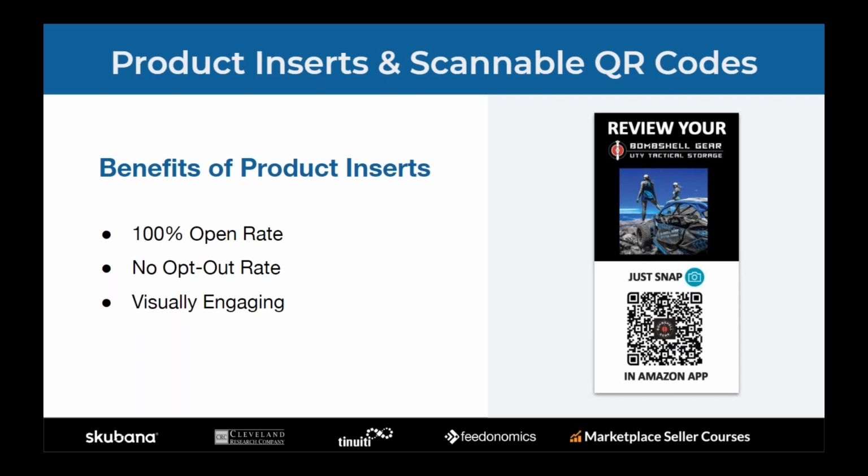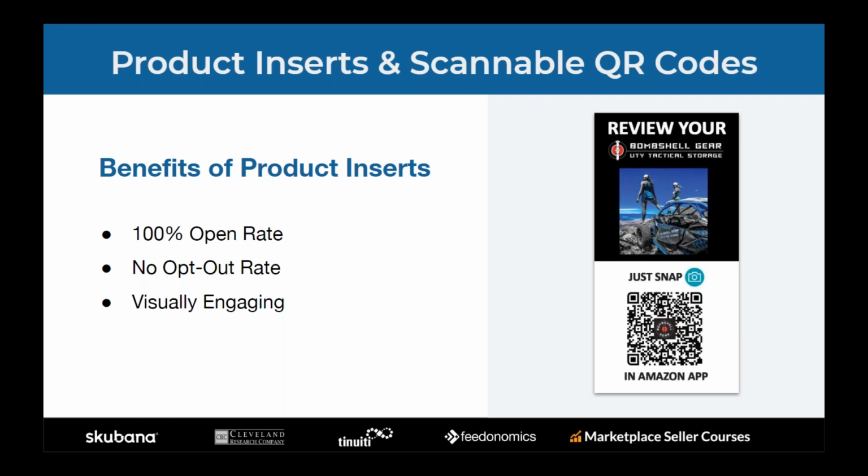The other thing that I want to mention is product inserts and scannable QR codes. Again, we know that there's a certain amount of people who opt out of those emails, but with a product insert, you get 100% open rate. Everybody who opens your product is going to see the product insert, and there's no opt out. Nobody's going to opt out of receiving the product insert because it comes with the product. But if you can create a really cool, visually engaging insert that also adds value and is helpful for the customer, you're going to be able to increase engagement with customers.